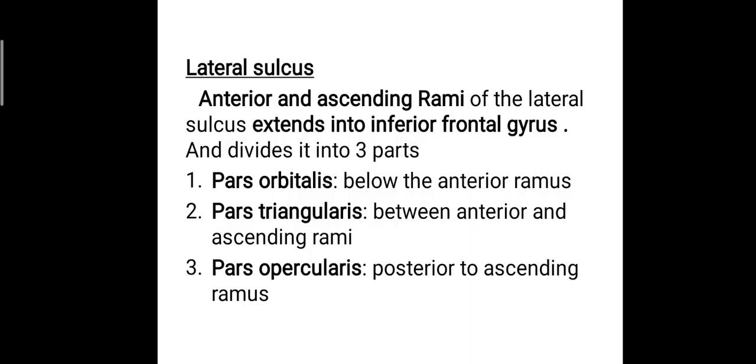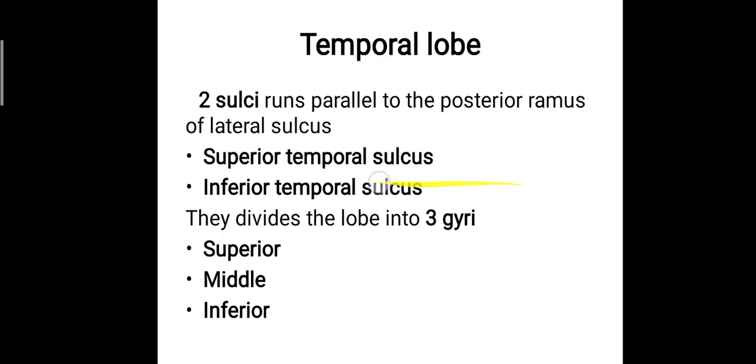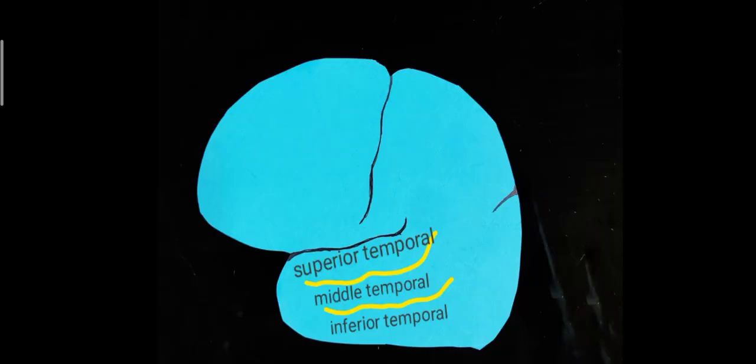So this concludes the sulci and gyri which are present on the frontal lobe. Let's move to the temporal lobe, where two sulci run parallel to the posterior ramus of the lateral sulcus. They are the superior temporal sulcus and the inferior temporal sulcus, and they divide the lobe into three gyri, namely the superior temporal gyrus, the middle temporal gyrus, and the inferior temporal gyrus. It's very easy to remember. So let's talk over the diagram.